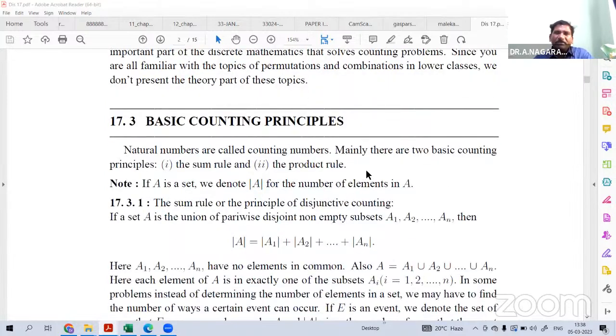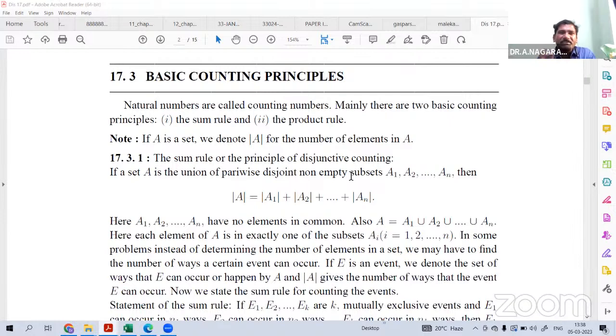Here, in the basic counting principle, we want to know how many elements we can pick and how many we have. That means first we want to know the counting of the elements. In counting the elements, the basic counting principles deal with many problems generated on counting numbers. Natural numbers are called counting numbers.